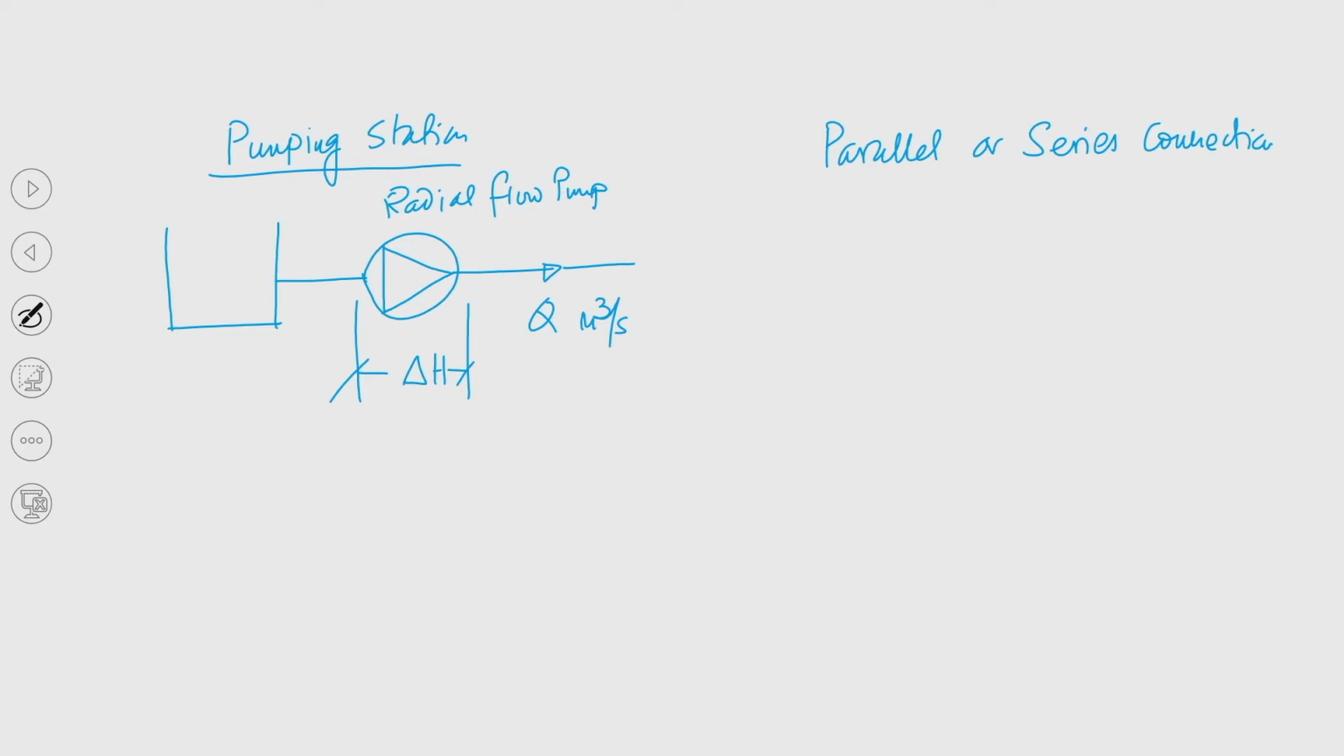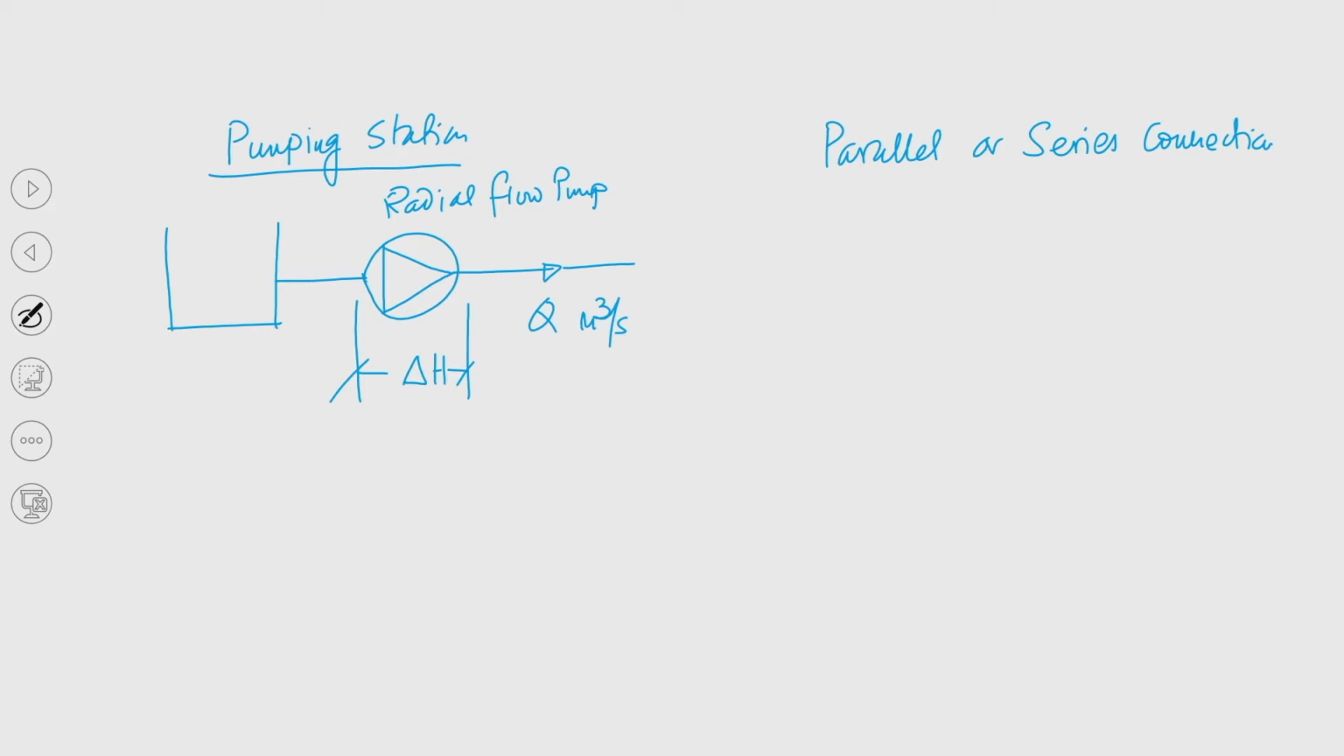So, in that case what is done? Instead of going for a new pumping station, if you would like to utilize the old pumping station to save money in terms of the operator cost, and also utilize the existing space, then pumps are either connected in series or parallel.